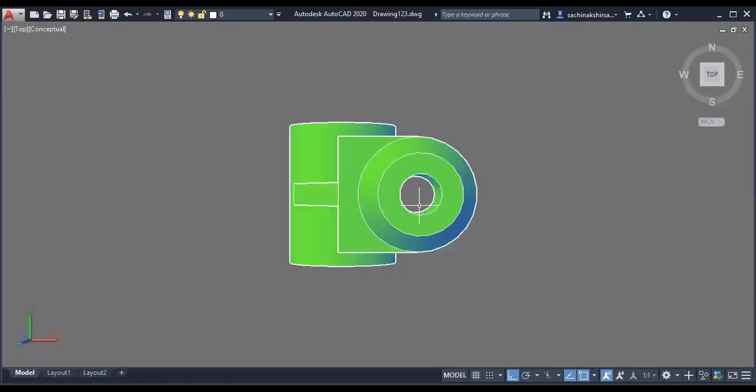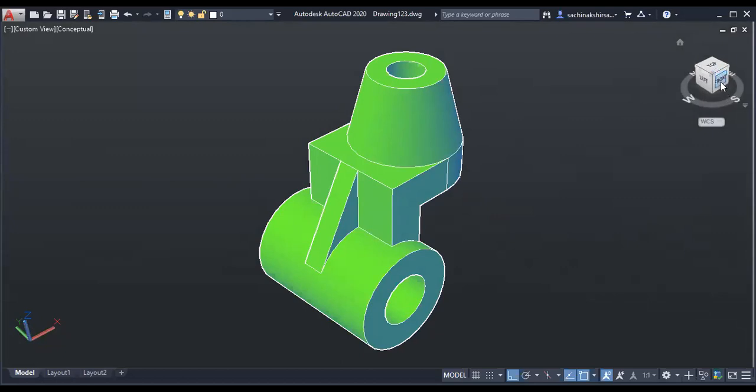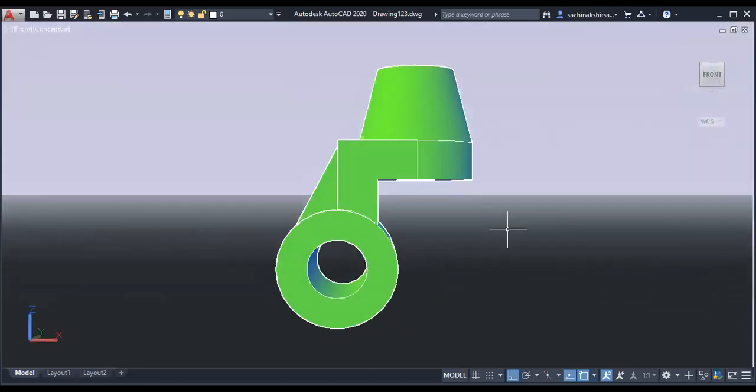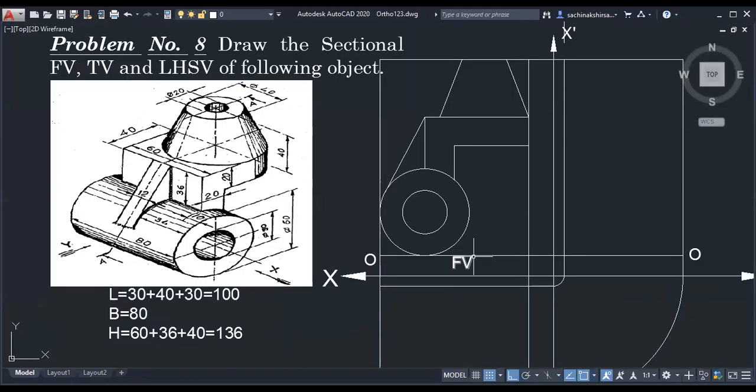Is it observed in the front view? No, sir. So how will it come? Yes, dotted. It will come dotted, and still it is throughout. It is throughout. Okay.